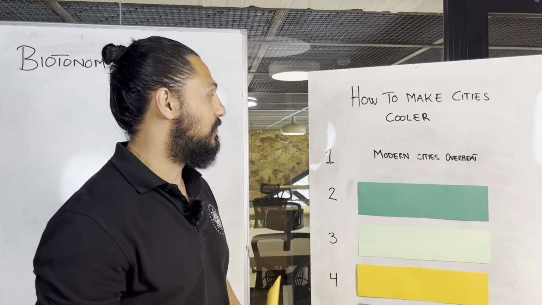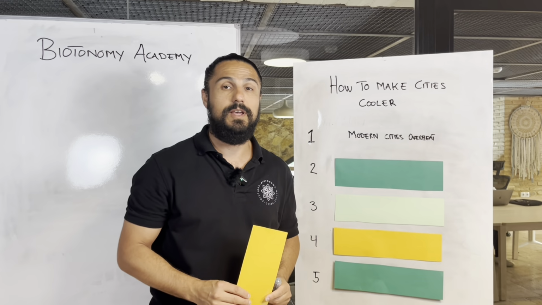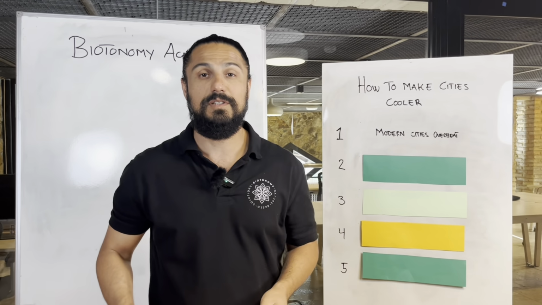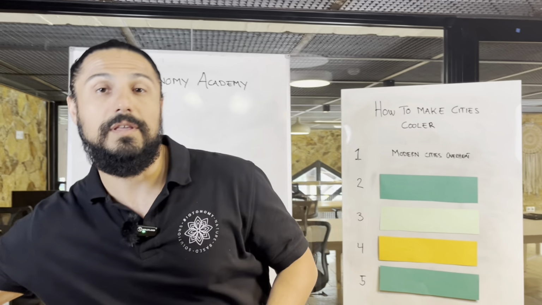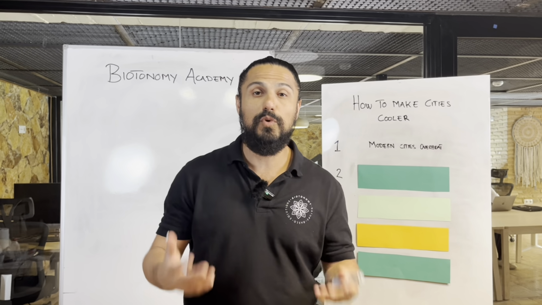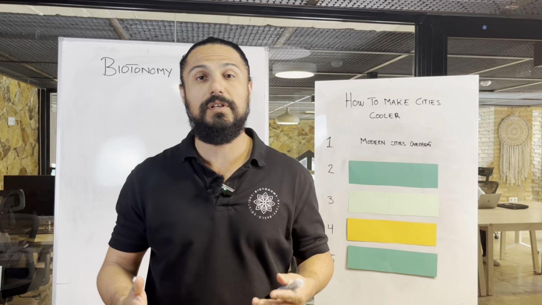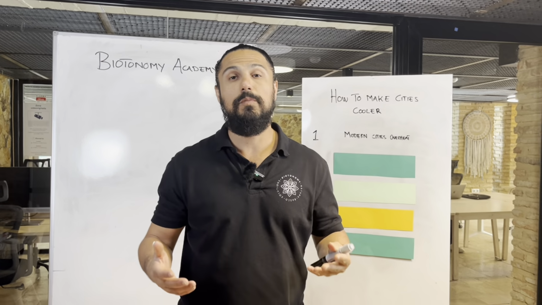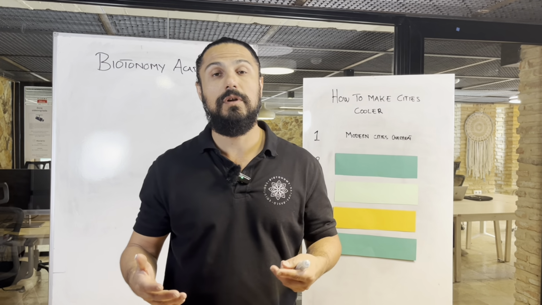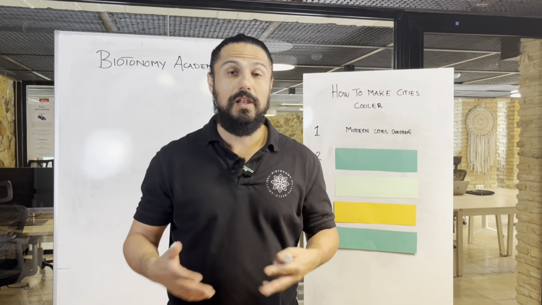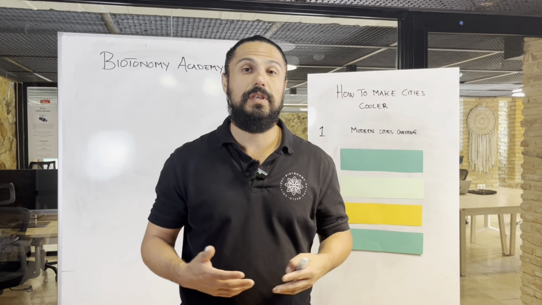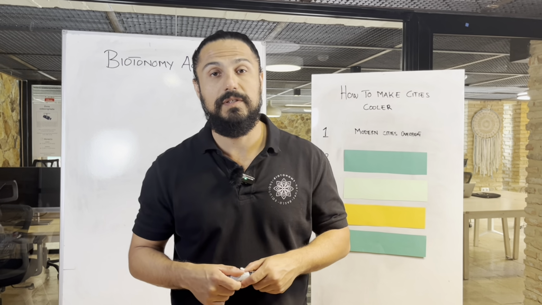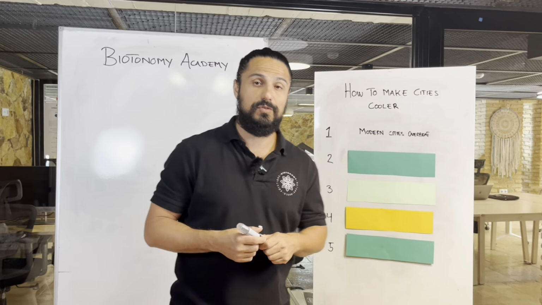But the first aspect that we're going to talk about today is that our modern cities today are overheating. And basically, people are moving out of cities, literally, because they're getting too warm. They're not comfortable anymore to live in. And actually, a lot of people are dying because of the heat waves that cities are facing today. So let's address this together.